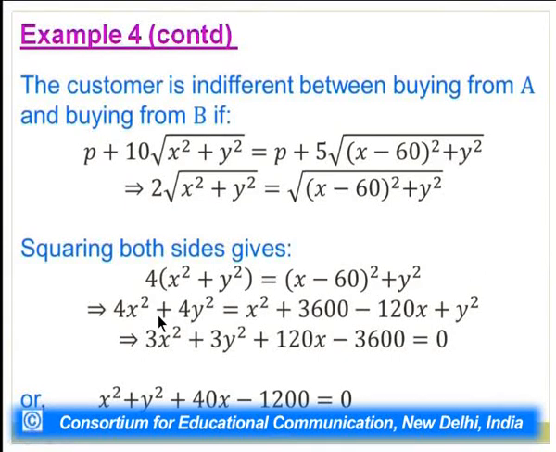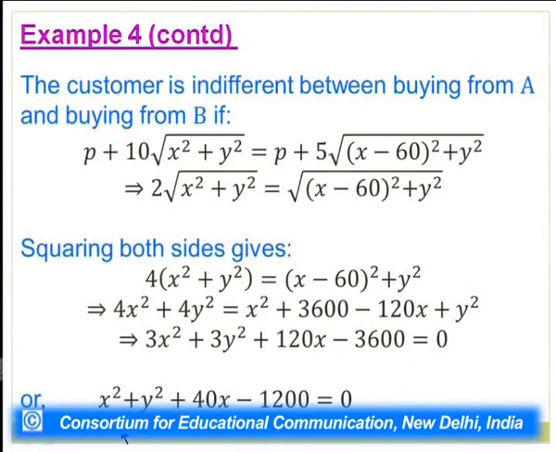And again, let's just open up the brackets. We'll get 4x square plus 4y square is equal to (x minus 60) the whole square, which gives us x square plus 3600 minus 120 times x, plus y square. Now you can collect the terms for x square, y square, x and so on. That will give you the equation 3x square plus 3y square plus 120x minus 3600 equal to 0. In this equation, I can now take 3 common because it comes out common from all these terms on the left.